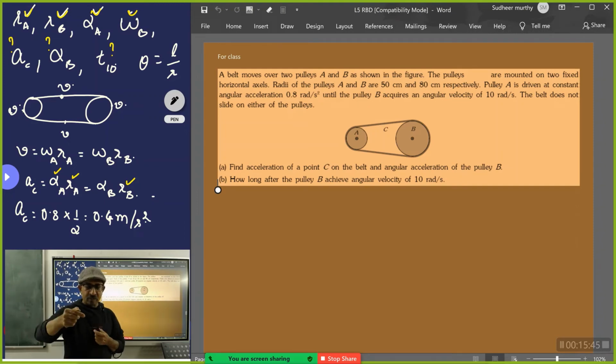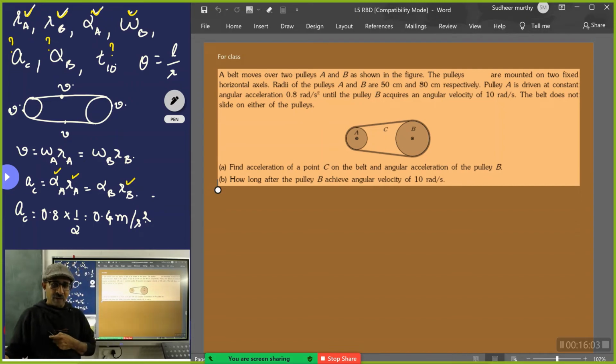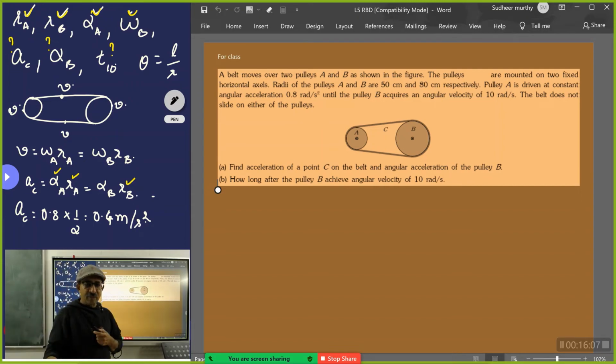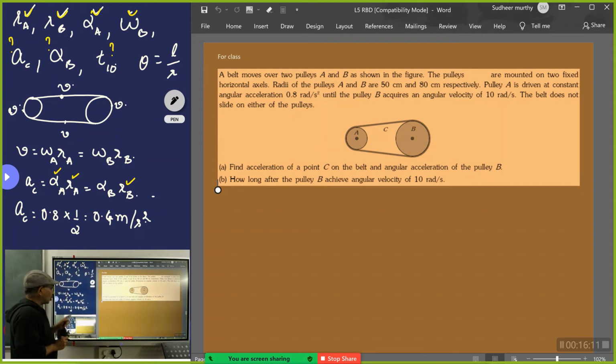The acceleration of a body moving in a circular motion, if you split it into two components, what are the two components? One is radial, one is tangential. So what is the tangential one? It is alpha cross r. And if the angle between them is 90, then it is simply alpha r. Good, I hope all of you got this AC here.